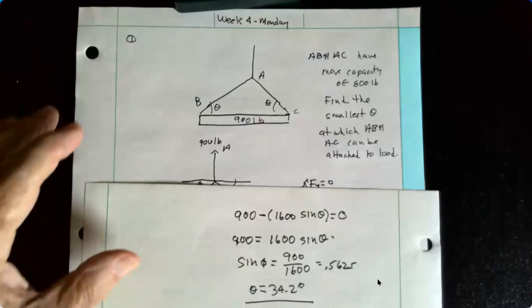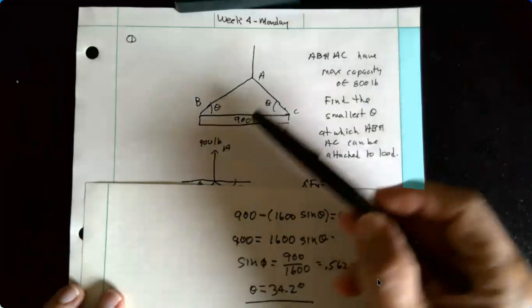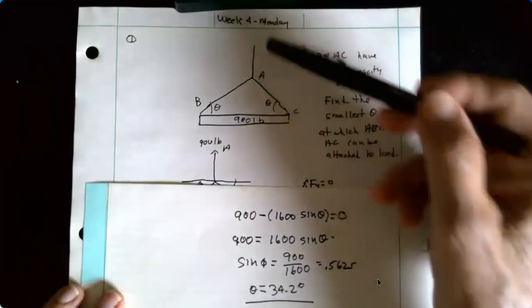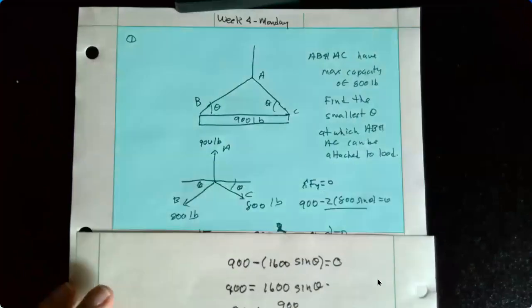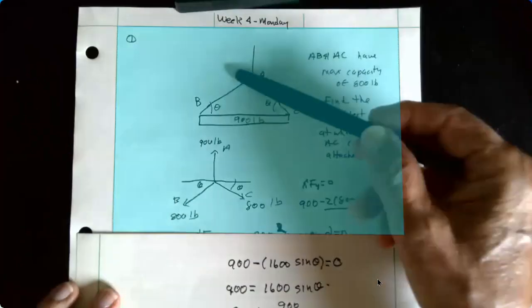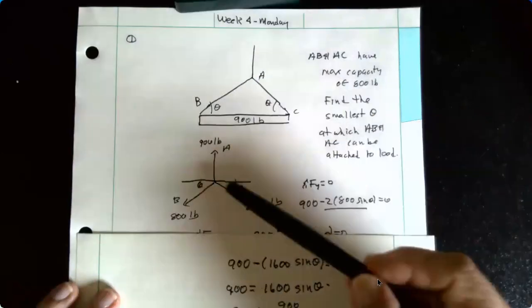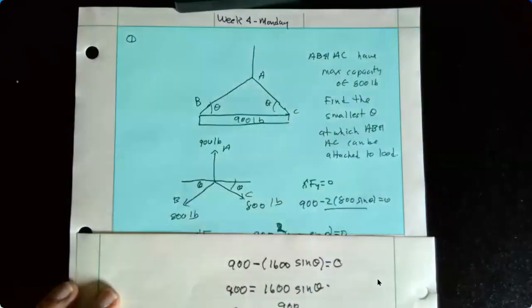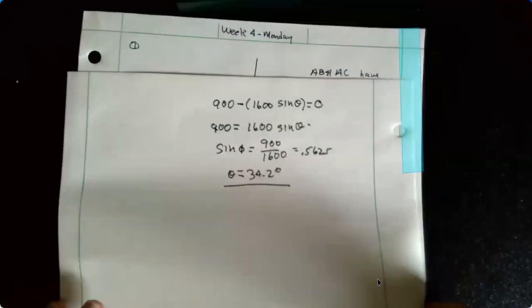Pretty straightforward. I think the key here is recognizing that if this total load is 900 pounds, it has to be 900 pounds in this vertical cable lifting. And again, theta here, if we draw a horizontal line here, theta is this angle. Same thing up here. This is theta, which is what we have here in our free body diagram. Okay. That's the first problem.